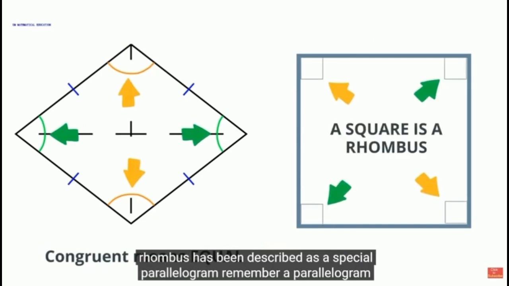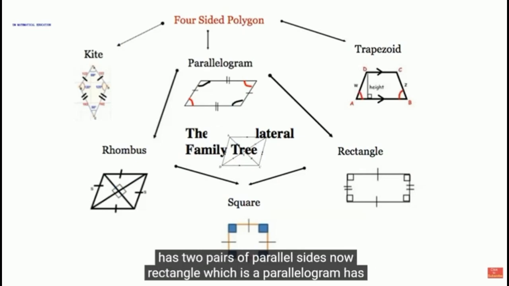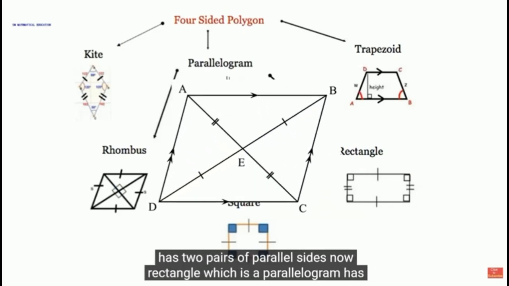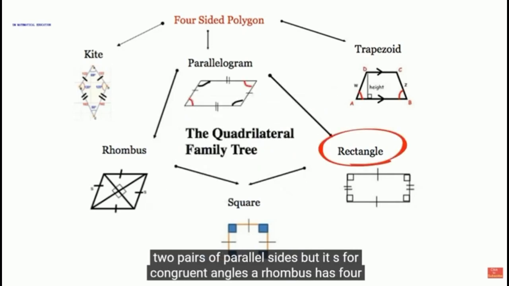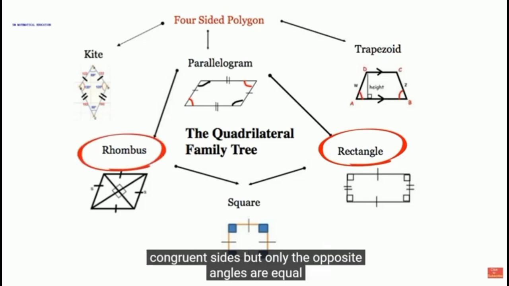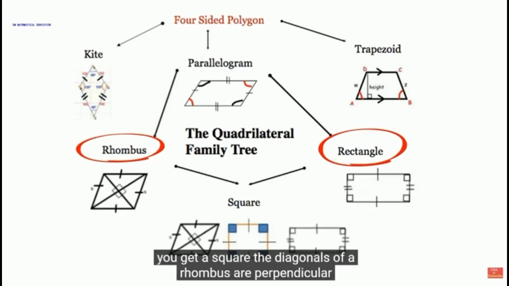Now, a rhombus has been described as a special parallelogram. Remember, a parallelogram has 2 pairs of parallel sides. A rectangle, which is a parallelogram, has 2 pairs of parallel sides but it has 4 congruent angles. A rhombus has 4 congruent sides, but only the opposite angles are equal. Not all 4, but they can be. So if you combine the rectangle and the rhombus, you get a square.